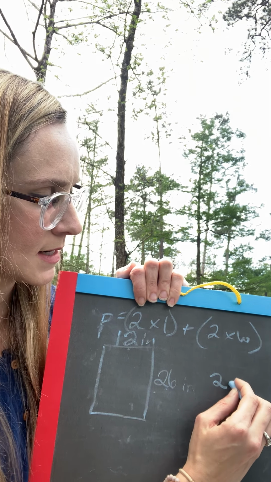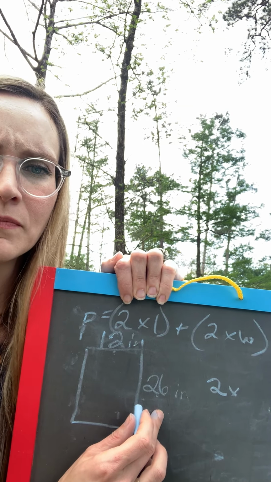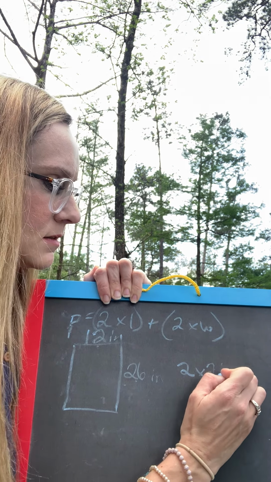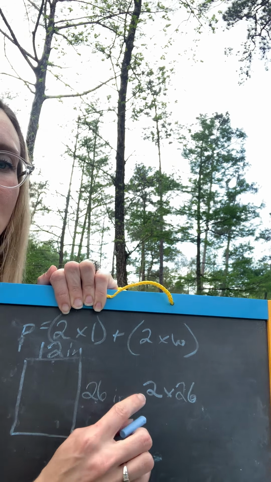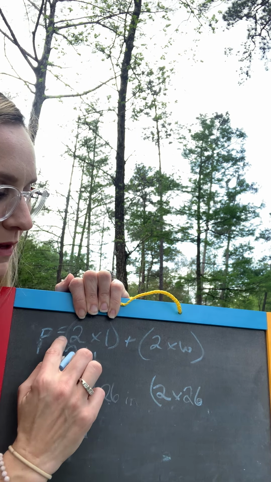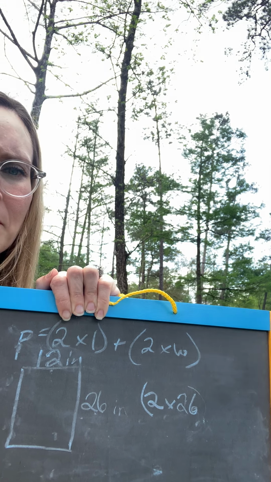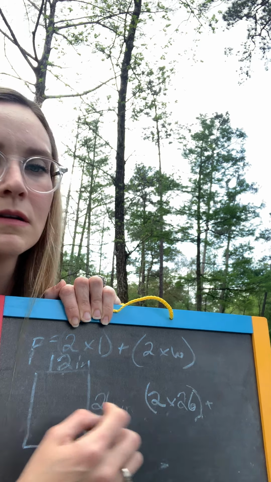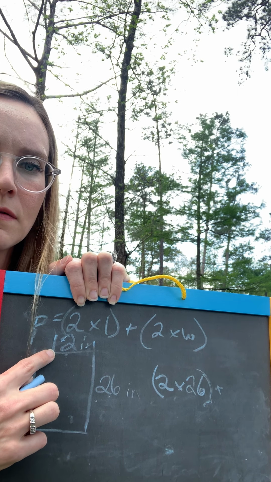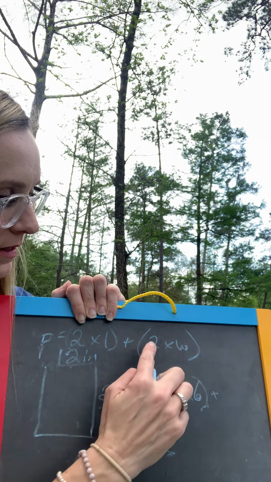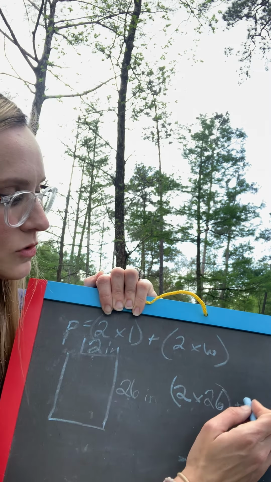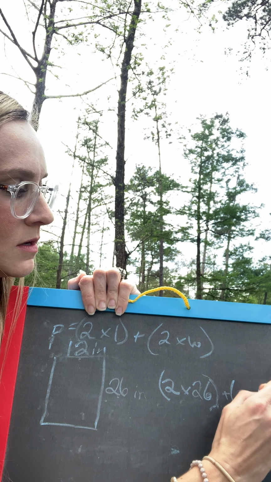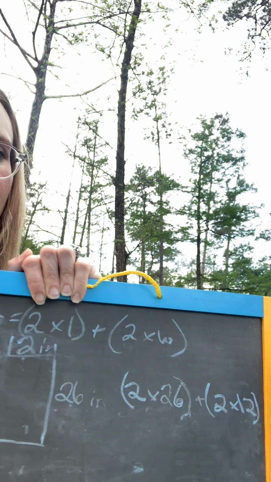2 times my length, which is what? The length is 26, right? Good. 26. Ooh, I made a big number. I'm about to have to do this in my head. 2 times 26, and that's in parentheses for a reason, so go ahead and put your parentheses around it. Good. Plus 2 times my width, which is 12, right? So 2 times 12.